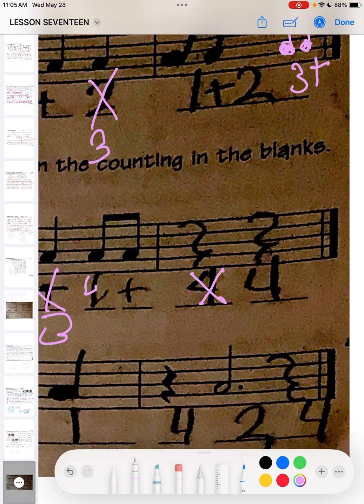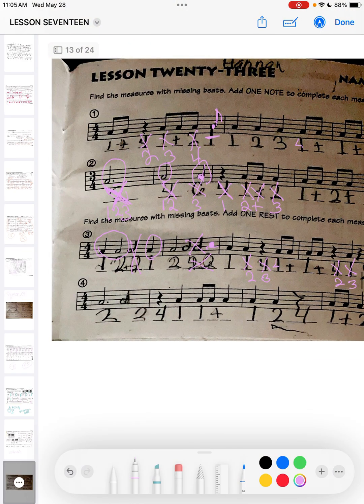That last one is not. 1, 2, you got some rest missing, Missy. 3, 4. Actually, I could have drawn it like this. I could draw something else. So I'm going to draw a half rest in here, that's 3 and 4. Then down to the last one.